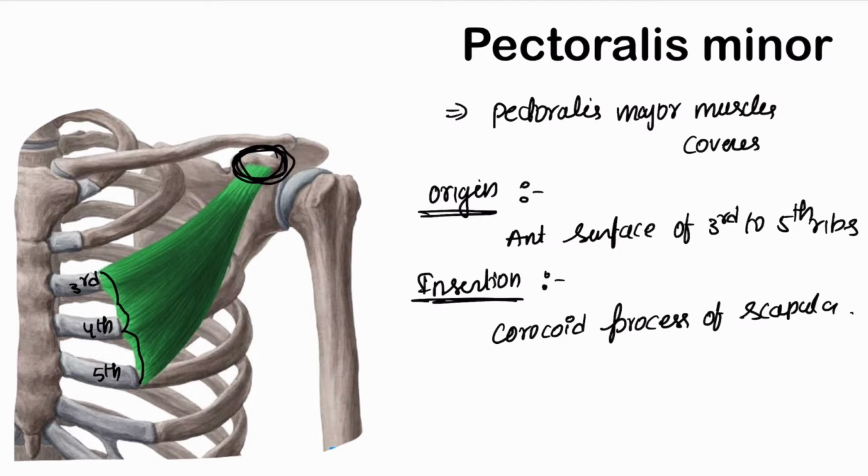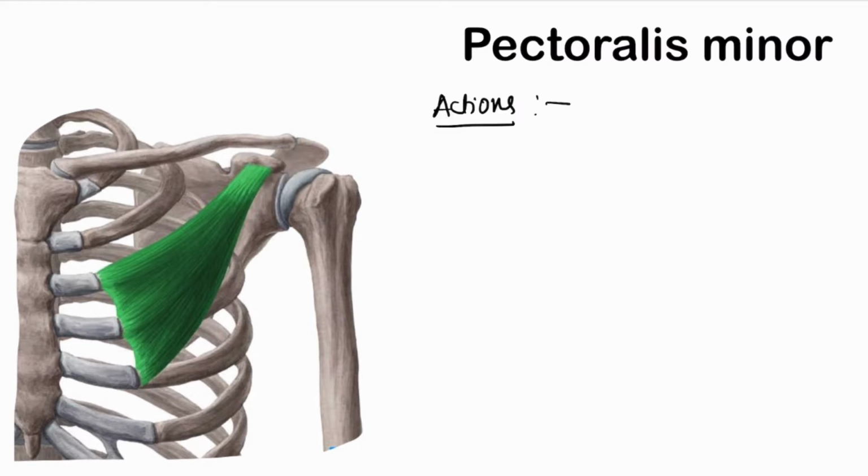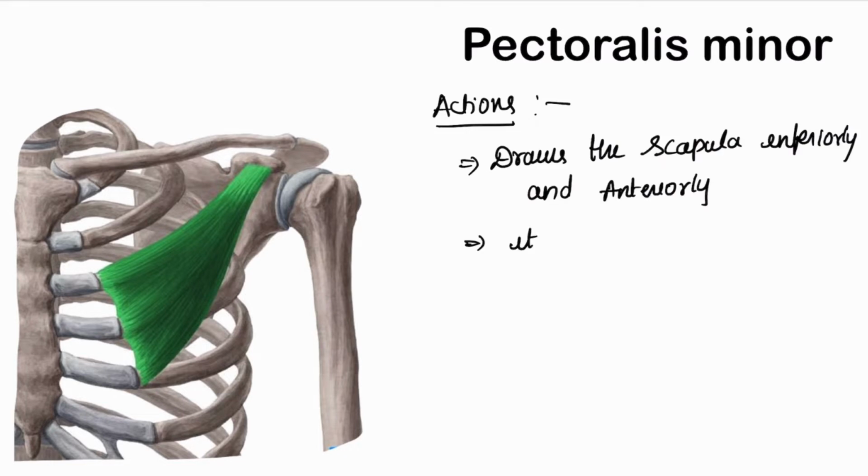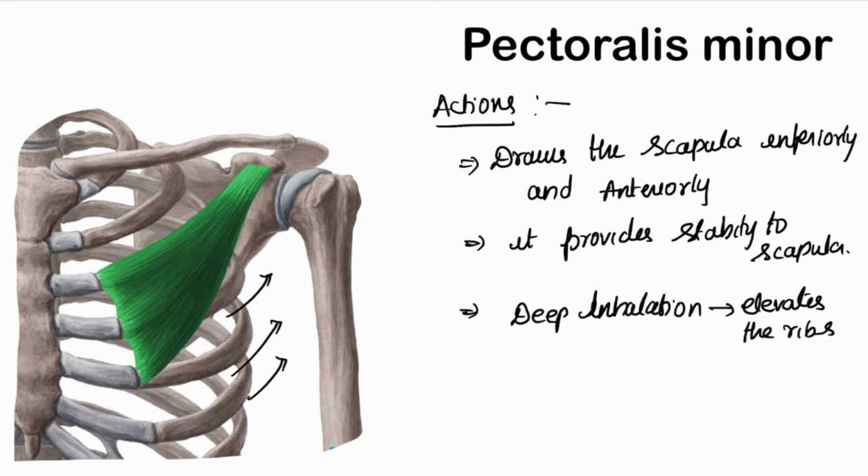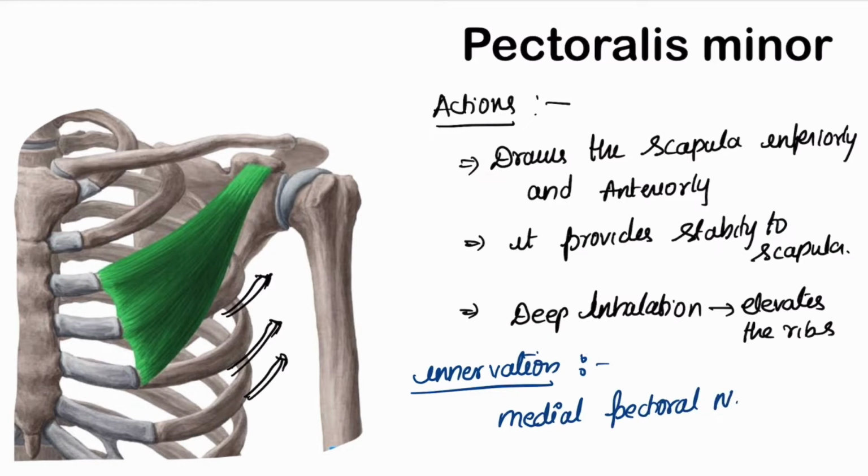Now let us look at the actions. It draws the scapula inferiorly and anteriorly, and it provides stability to the scapula. And during deep inhalation, it elevates the ribs. This is how it elevates the ribs. Now let us see the innervation. It is innervated by the medial pectoral nerve. And that's all about the pectoralis minor muscle.